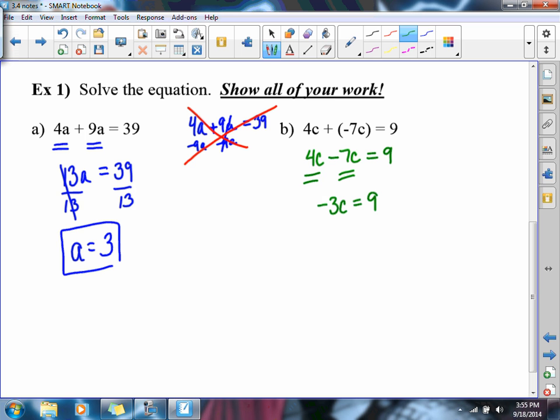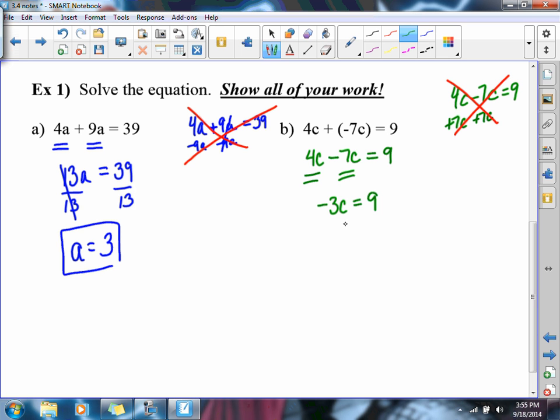Again, remember, they're on the same side of the equation, so I don't want to do 4c plus 7c. I don't want to do this. This is how I move something from one side of the equal sign to the other. If I do this all on one side of the equal sign, I'm changing the problem. So again, that's not correct. Don't do that.